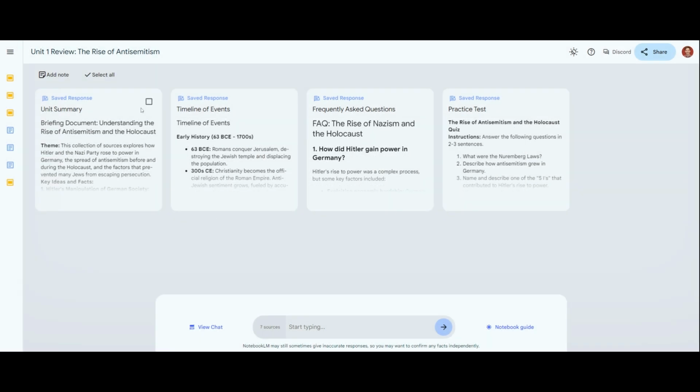And I promise you, if you go through the unit summary, the timeline, the frequently asked questions, and the practice test, you will do fantastic on the upcoming assessment. Remember, none of this is graded. You handle this however you would like to. You can go through one of these things or all of these things, however you best want to prepare yourself for the test coming up.